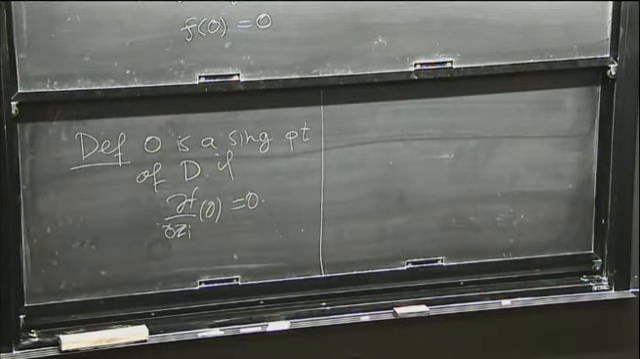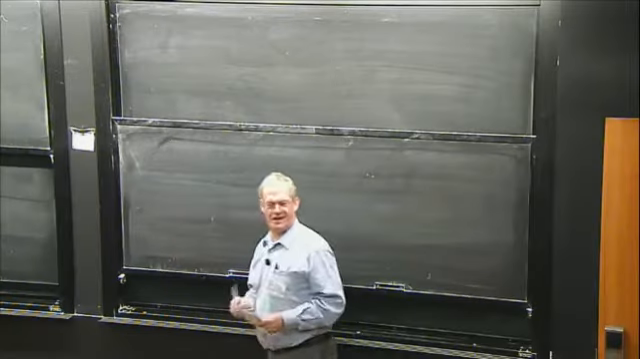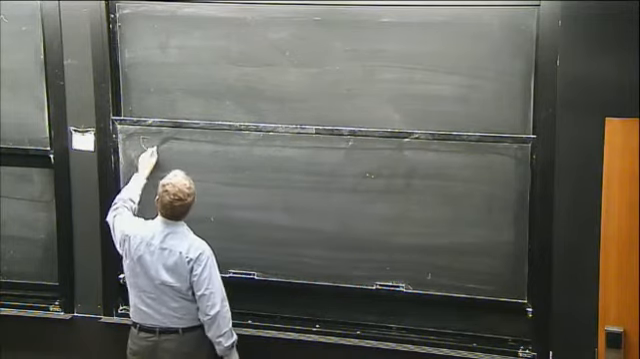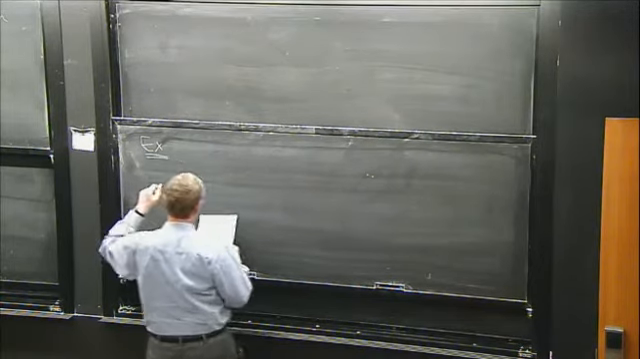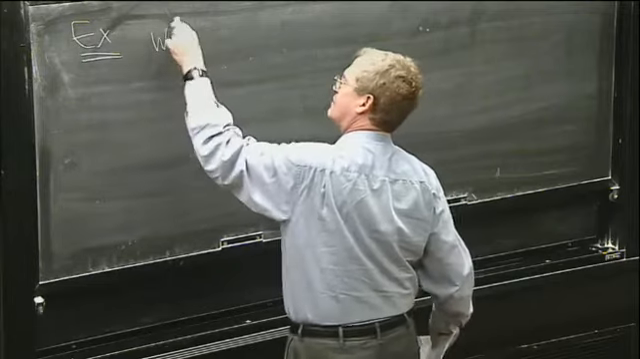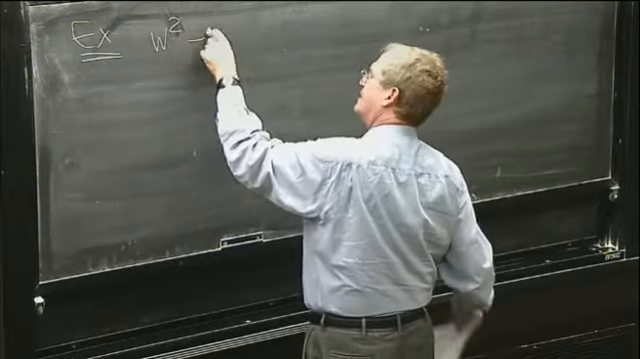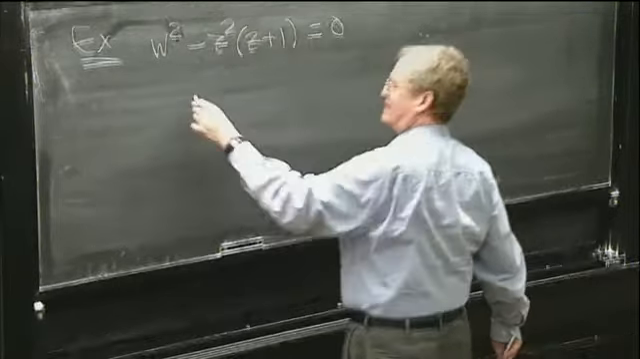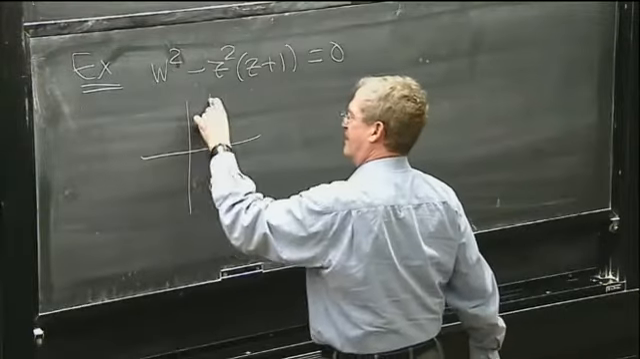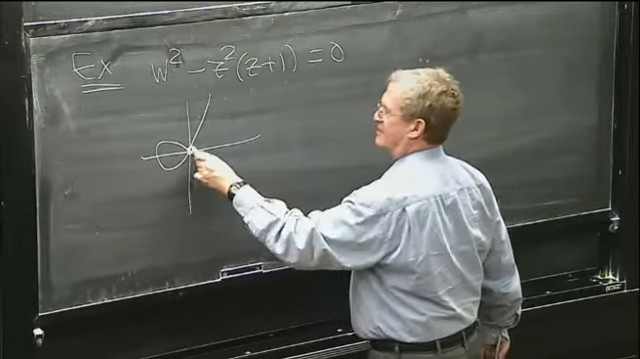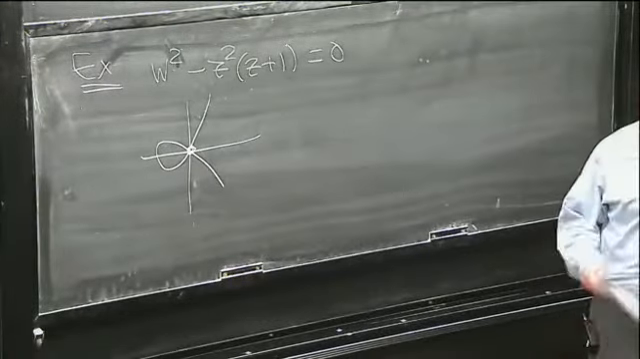Again, I apologize if I'm being too elementary. Let me draw the first pictures that everybody draws in this subject. So let's look at some singular points. Let's start with some plane curves. We could take, for example, w squared minus z squared times (z plus 1) equals 0. So what does this look like? Well, this is everybody's favorite nodal cubic curve. So this is D, and here at the origin, we get some kind of double point.